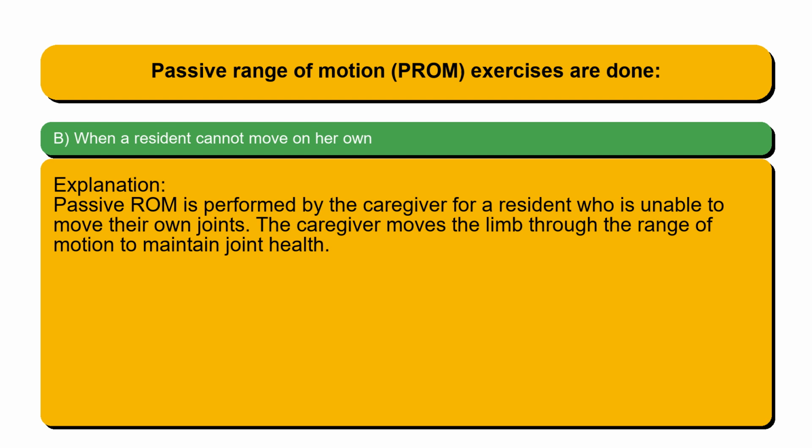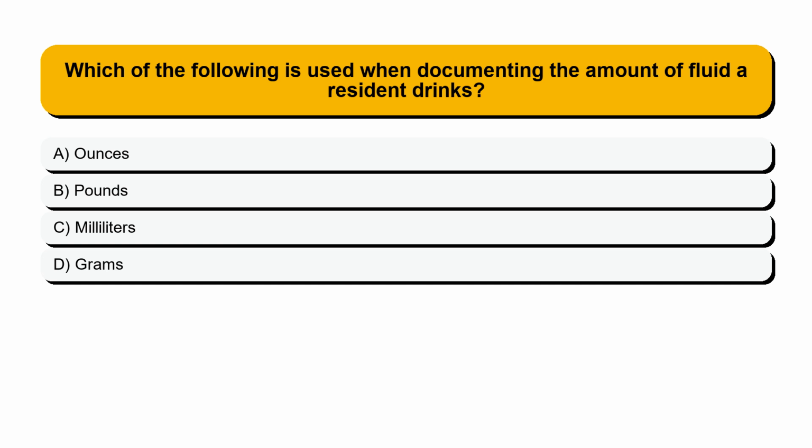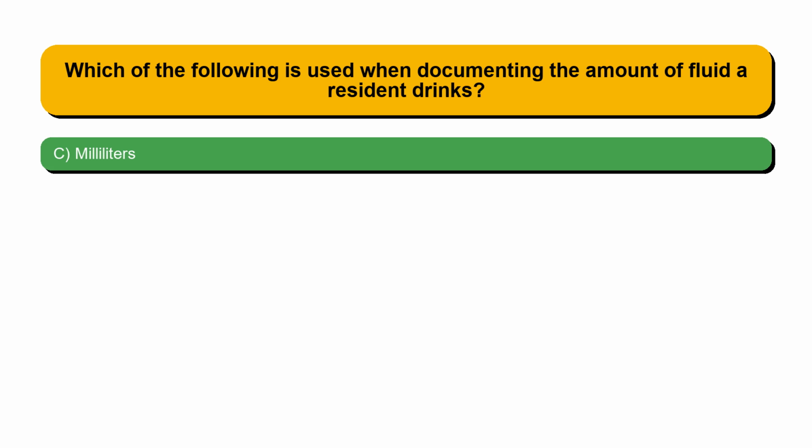The caregiver moves the limb through the range of motion to maintain joint health. Question 92. Which of the following is used when documenting the amount of fluid a resident drinks? Option A, ounces. Option B, pounds. Option C, milliliters. Option D, grams. The correct answer is option C, milliliters.